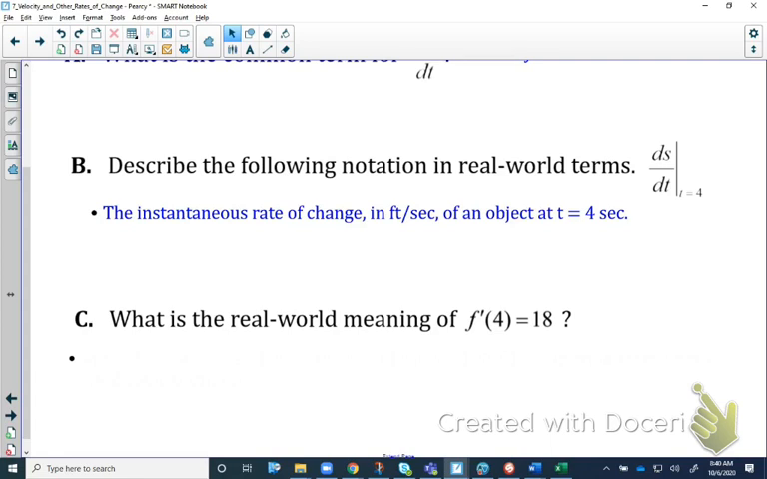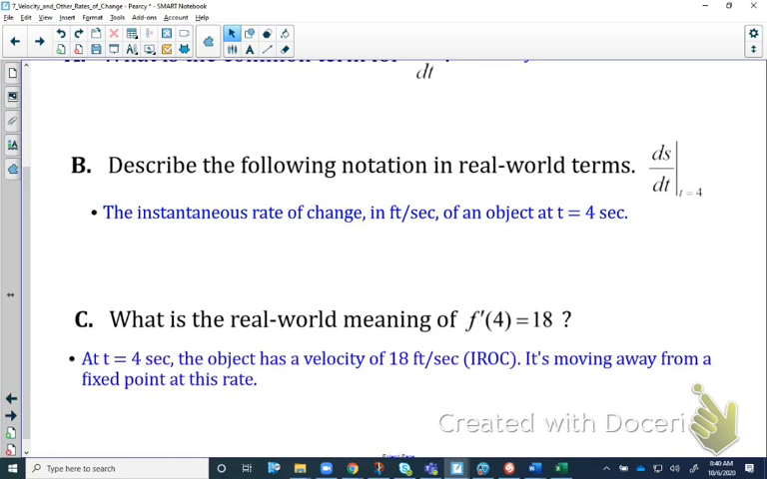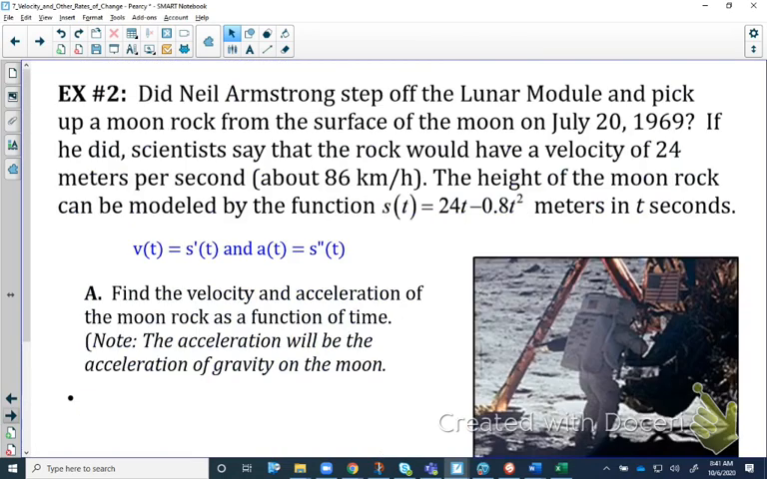So what is the real world meaning of f prime of 4 is equal to 18? Well, we're talking about 4 seconds. At 4 seconds, the object has a velocity of 18 feet per second. And because it is positive, it's moving in a positive direction, meaning it's moving to the right or up from a fixed point, typically the origin.